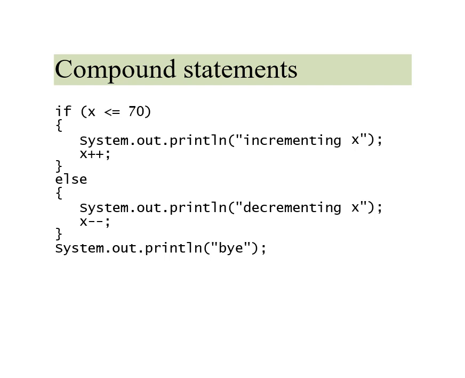Now, if x is greater than 70, then you do the else part, which also consists of a compound statement. So in that case, you'll also do those two statements, the "decrementing x" and then x--, which decrements x by 1. And then no matter what happens with the if-else statement, you do the print line at the end, "by," because it's the statement that follows the if-else statement. It's not part of the else part, and it's not part of the if part of the if-else.